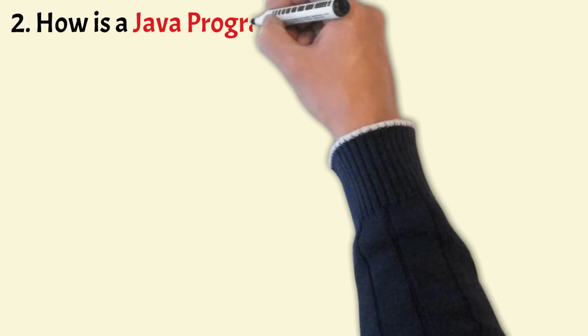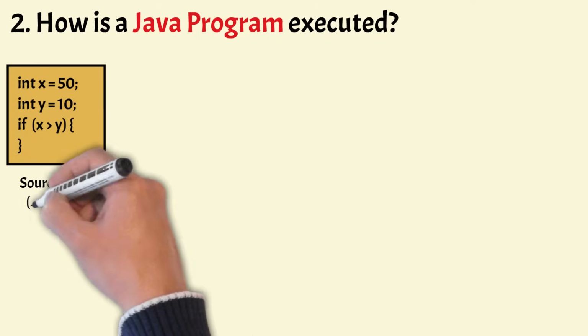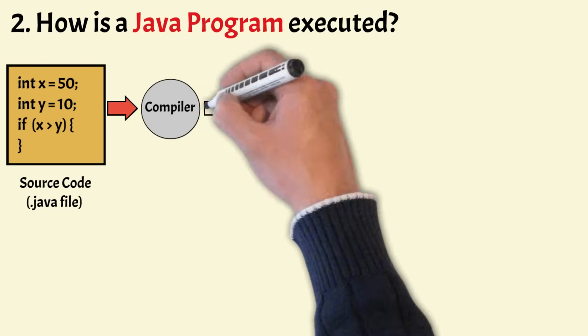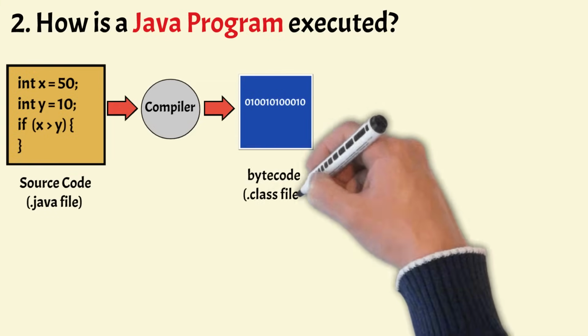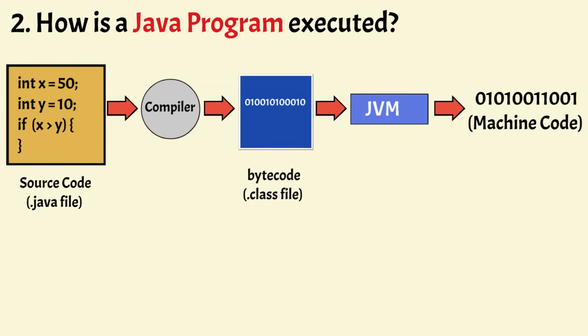Now coming to the next one, how is a Java program executed? A Java program is written and saved in a .java file known as source code. This source code is then passed to the compiler, where it compiles into bytecode. Now this bytecode cannot be directly executed by the machine. The bytecode is translated into machine code first by the Java virtual machine, that is JVM, and then executed by the machine. Now what is this JVM? JVM is platform specific, which means every platform has its own Java virtual machine.